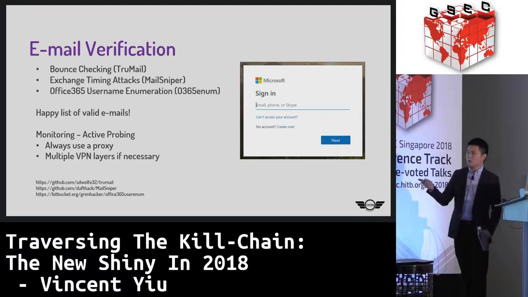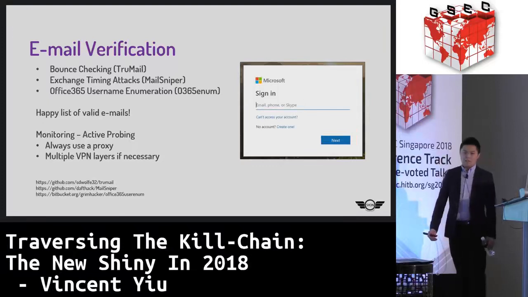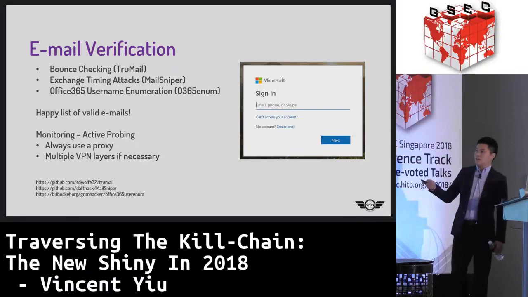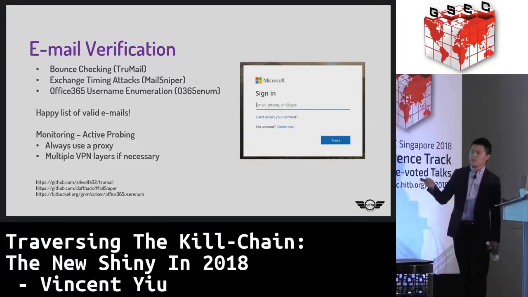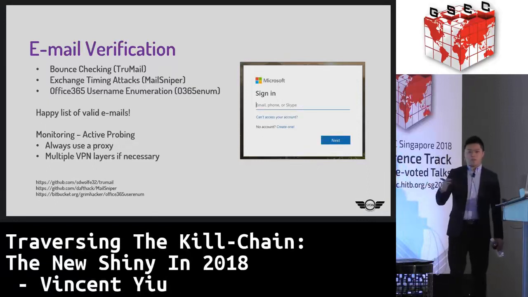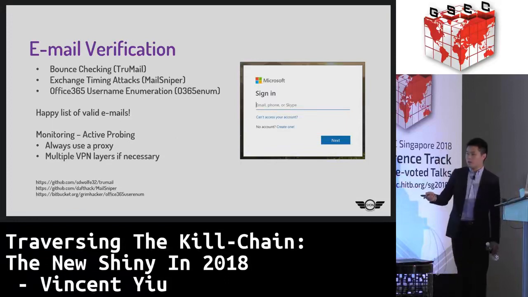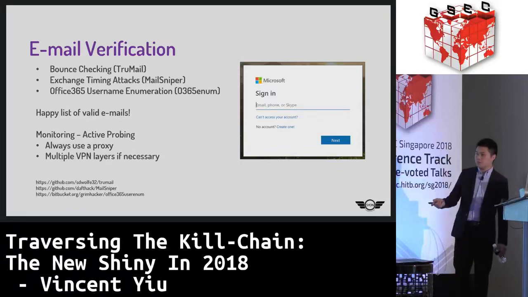And then there's also Office 365 username enumeration. A lot of people are using Office 365 now, and it's even better than the Exchange timing attack because that was based off the timing and the responses. The Office 365 username enumeration is an error-based username enumeration. So when you log in, you get a different response if the password's incorrect but the username is still valid. A person called Grim Hacker wrote a tool to already do this.